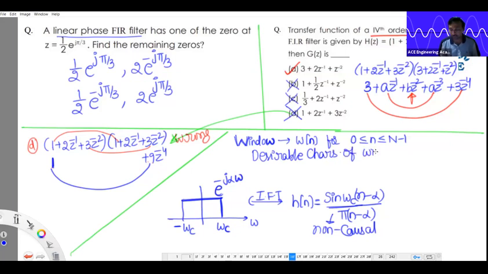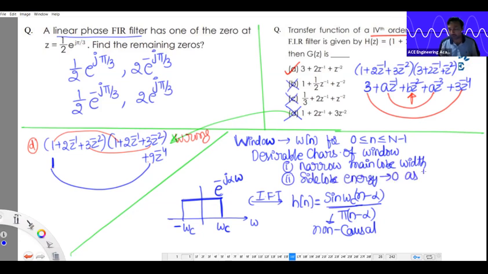But what are the desirable characteristics of a window? You can say you have chosen the best window when it maintains a narrow main lobe width. The main lobe width must be minimum. The side lobe energy should tend towards 0 as omega tends to plus or minus pi. When you draw the spectrum of the window, if these two points are obeyed, then you can call it the best window.